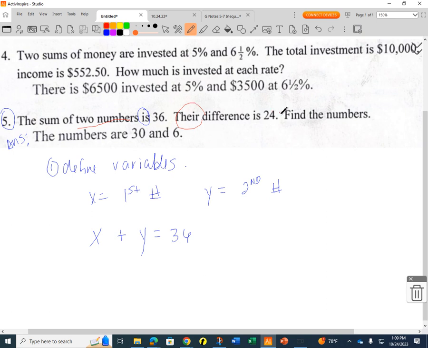Amara, are you writing what I'm writing, buddy? Doesn't look like you are. Get off my wall, remember? Face forward. Did you write the first equation? I'm going to come around and check. Did you write the first equation?